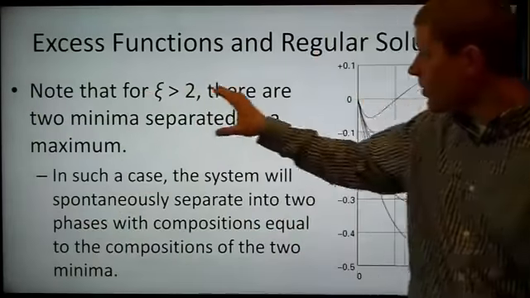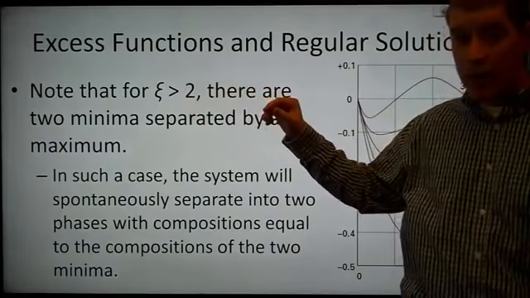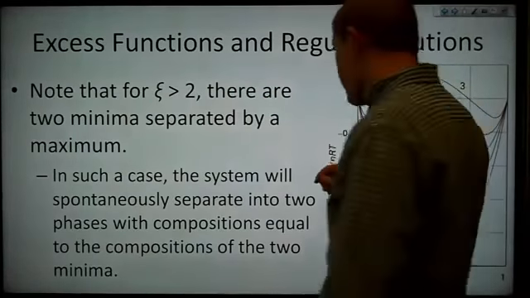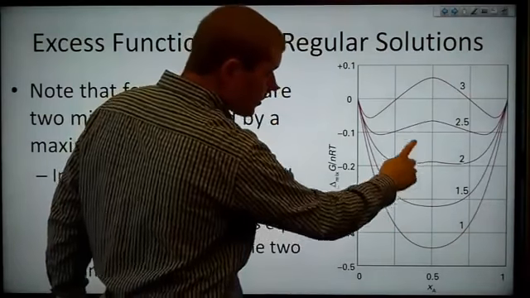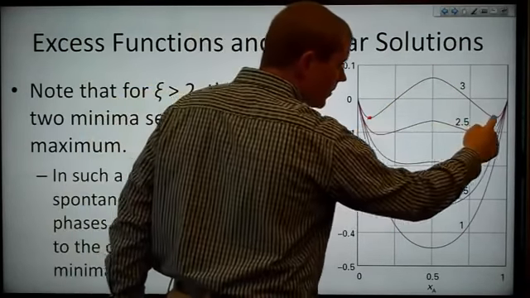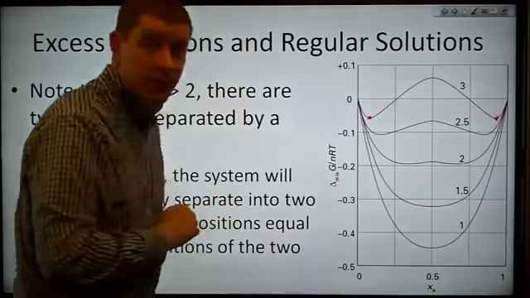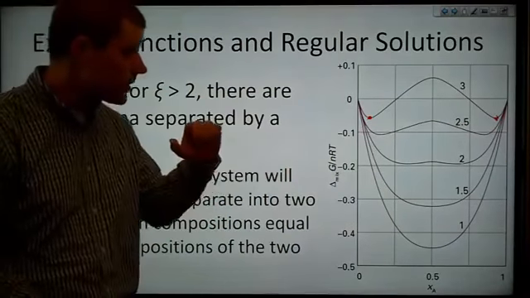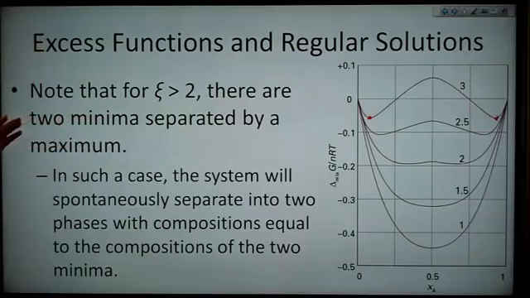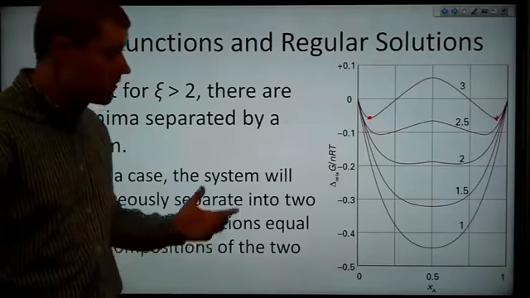Again, note that for any xi greater than 2, we have two minima here. So for anything greater than 2, like 2.5 or 3, we have two minima. We've got a minimum value here and there, separated by a maximum value for our Gibbs energy of mixing. This means that in these cases, the system will spontaneously separate into two phases with compositions equal to the compositions of the two minima.